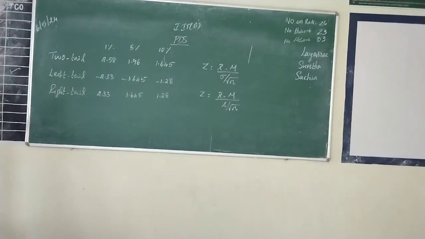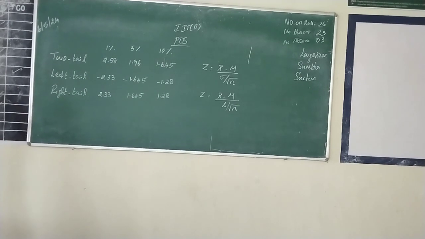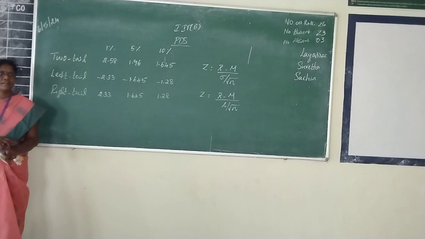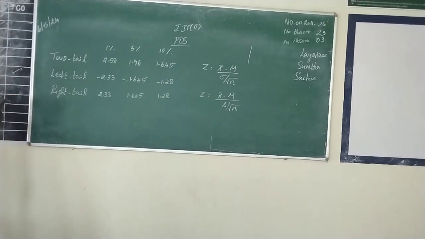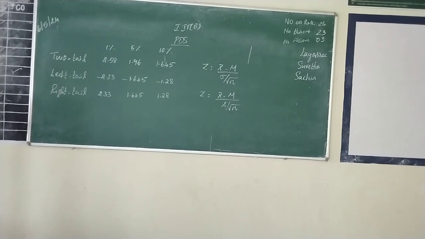What is x bar? Sample mean. Okay, what is mu? Population mean. What is sigma? Standard deviation of what? Population standard deviation. What is n? Sample size. What is s? Standard deviation of the sample.